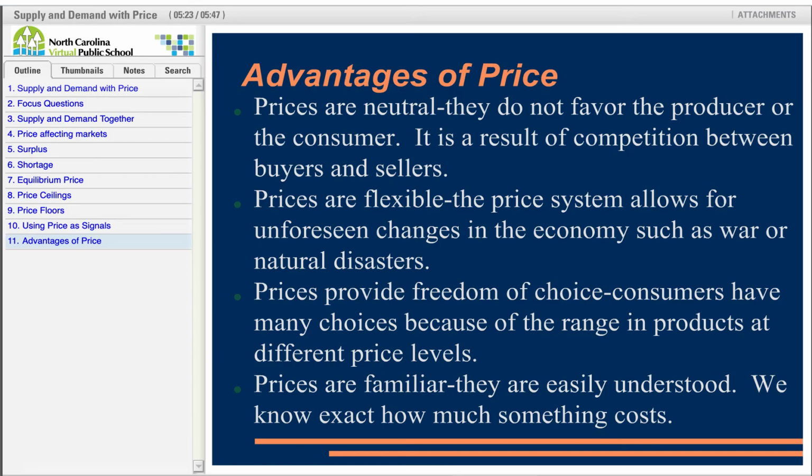Prices are flexible. The price system allows for unforeseen changes in the economy, such as war or natural disasters. Prices provide freedom of choice. Consumers have many choices because of the range of products at different price levels. Prices are familiar. They are easily understood. We know exactly how much something costs.